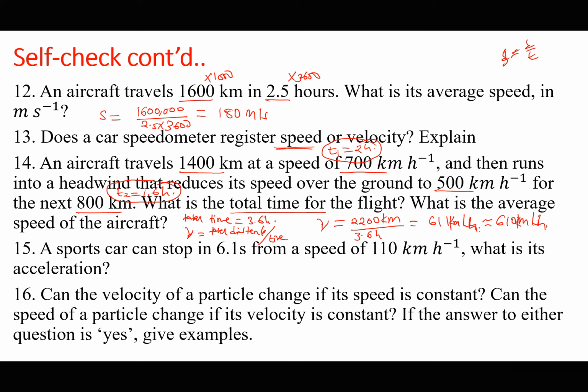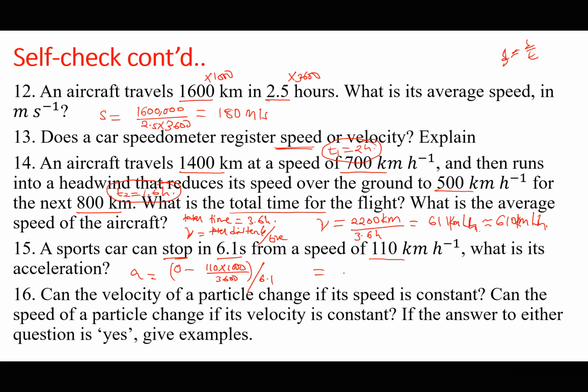Okay. A sports car can stop in 6.1 seconds from a speed of 1,100 kilometers per hour. What is its acceleration? So you have the time. They said it can stop, which means the final velocity is 0. So the acceleration is going to be 0 minus the initial velocity. You have to change this from kilometers per hour to meters per second, so it will be 110 times 1,000 divided by 3,600. That is the change in velocity, divided by the time, which is 6.1.